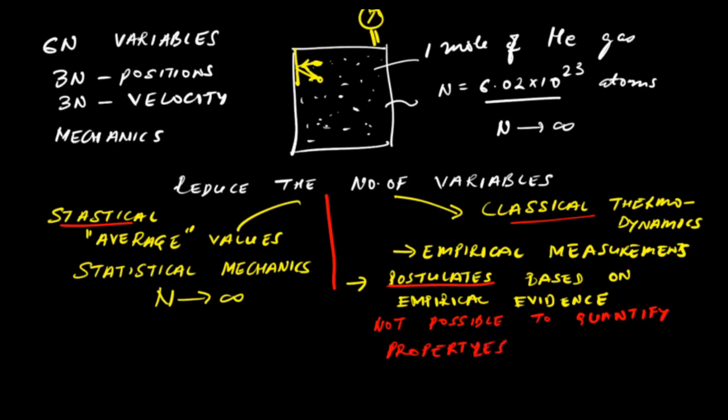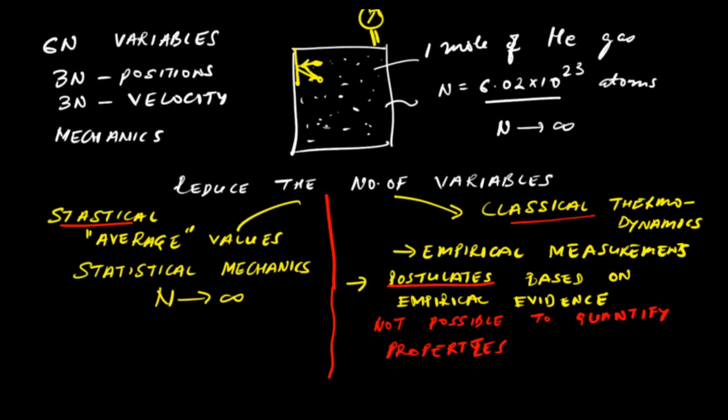For example, later on we'll see, and you've seen part of it in your high school, that you have heat capacities at constant pressure and constant volume. So you can derive a relationship between those heat capacities using classical thermodynamics, but you cannot get the values of those heat capacities, let's say for an ideal gas. But statistical mechanics allows you to estimate the values of those heat capacities.